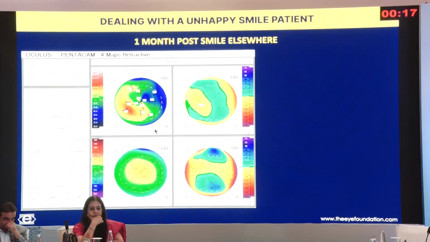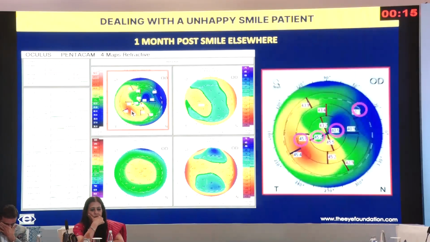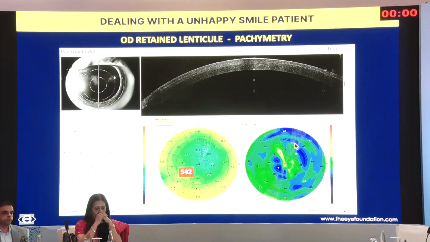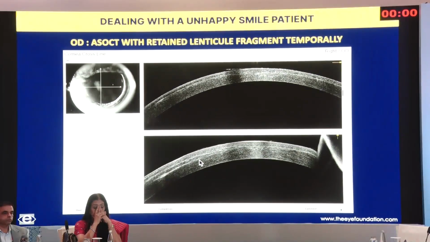But when we correlated the findings, what you can see over here is that the patient has a very steep cornea on the temporal aspect, while on the nasal aspect is flat cornea, which gave us an idea that maybe there was a piece of lenticule left over here. And also when we looked at the corneal thickness, the pachymetry, you can see again there was a significant difference in the pachymetry, 491 and 542, and obviously there was something left over in this quadrant. And again the AS-OCT picture showed us there was possibly a lenticule fragment here, quite clearly delineated.